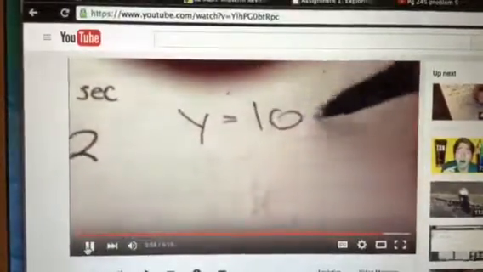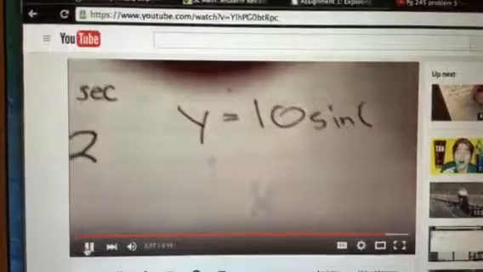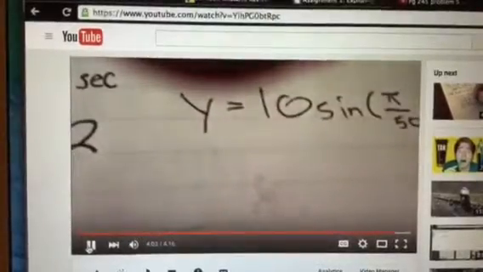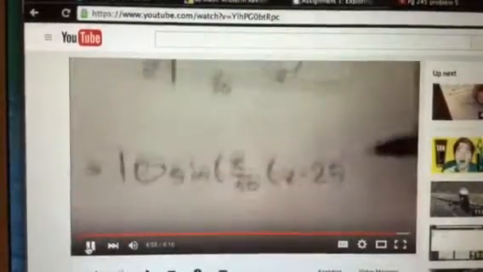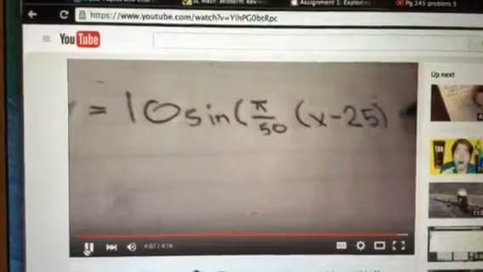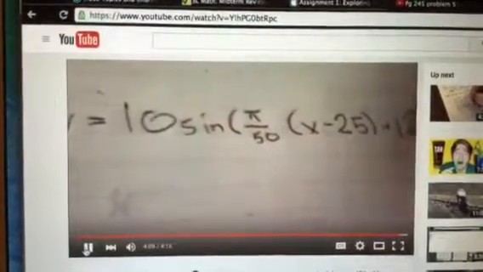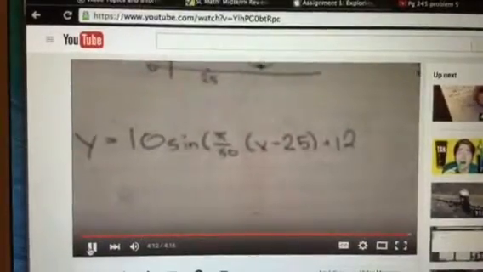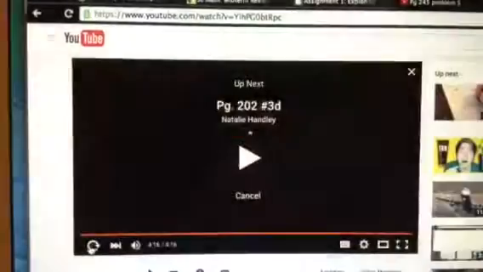So A equals 10. 10 sine of B, which we found to be pi over 50, times X minus 25 seconds. And then we add 12, which is our D value. And this is our answer. I hope that made sense.